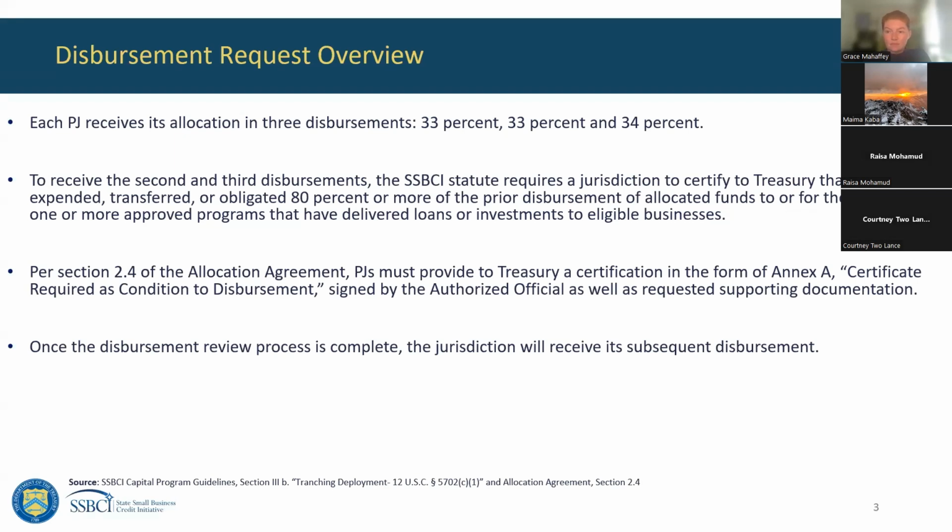in the form of Annex A to the allocation agreement, certificate required as a condition to disbursement, signed by the authorized official, as well as any supporting documentation requested by Treasury. Treasury created an optional disbursement request template that PJs should use when requesting their subsequent disbursement, and PJs can access the template the same way as the quarterly and annual report templates in the portal. The template intends to capture jurisdiction-specific and transaction information necessary for Treasury to review the jurisdiction's disbursement request for compliance with SSBCI program requirements. Okay, next slide, please.